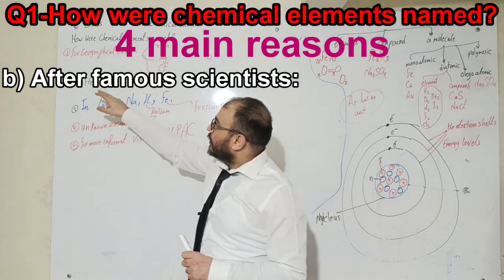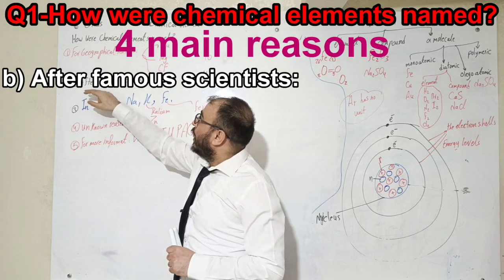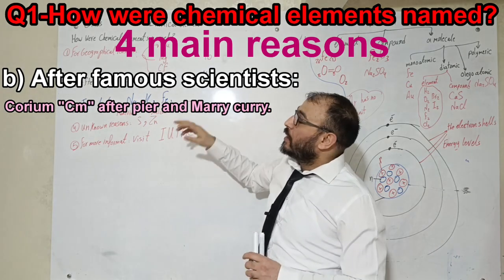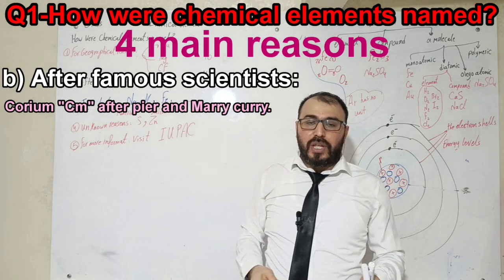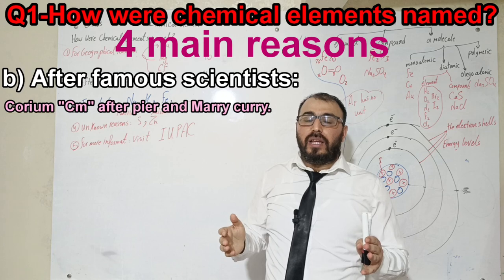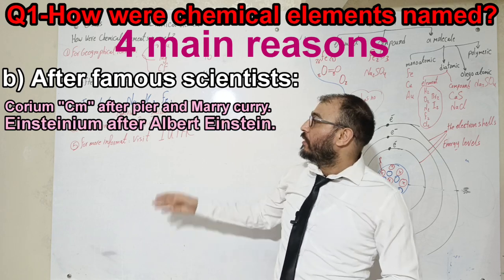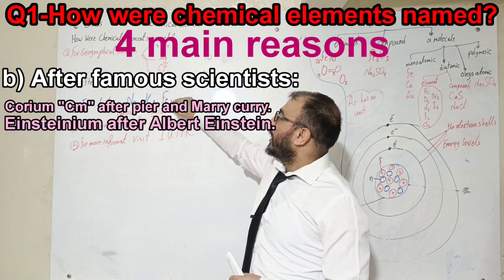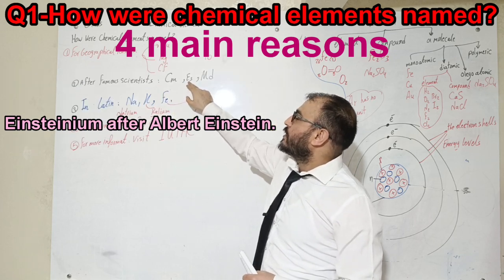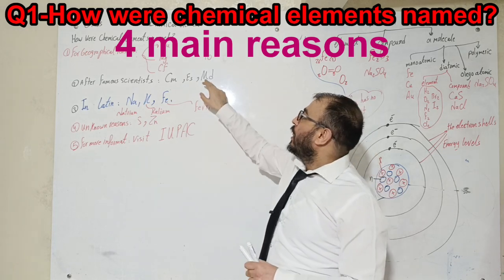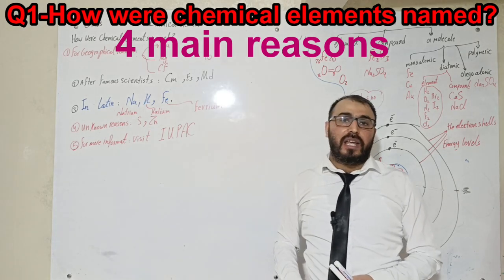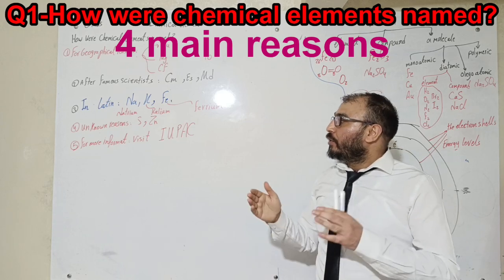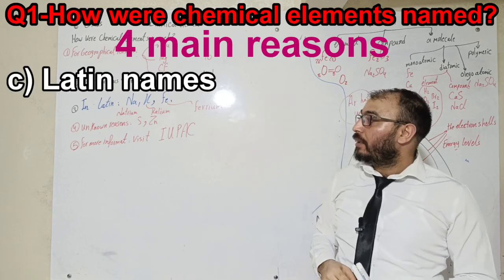Well, the second reason is that some elements in the periodic table were named after famous scientists, and that was like an award for them for their contributions in the advancement of chemistry science, like curium after Marie Curie and Pierre Curie. We have Einsteinium after Albert Einstein, and we have Mendelevium after Mendeleev, who was the first scientist to put a clear and ordered and organized table for the elements.